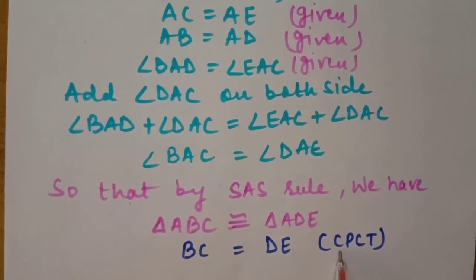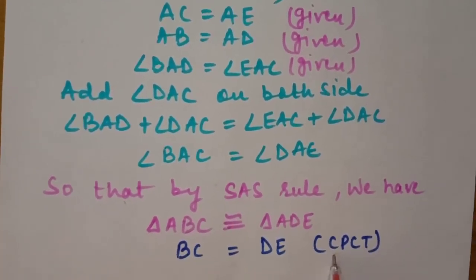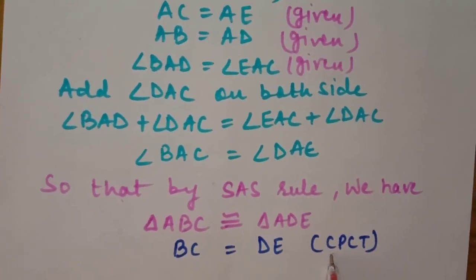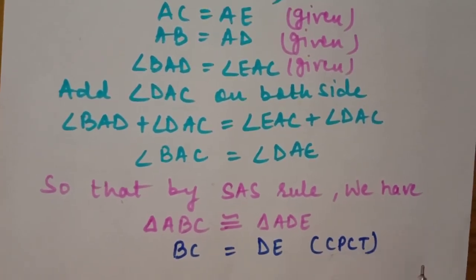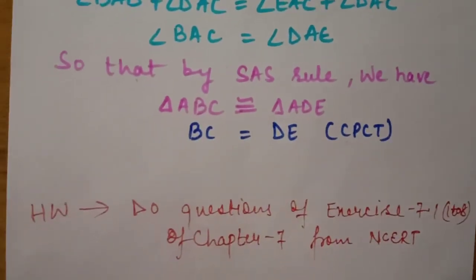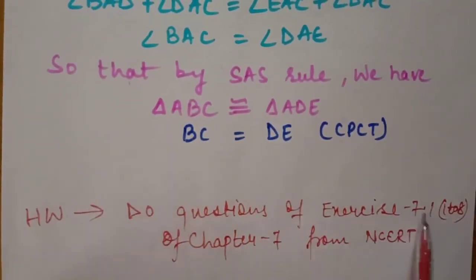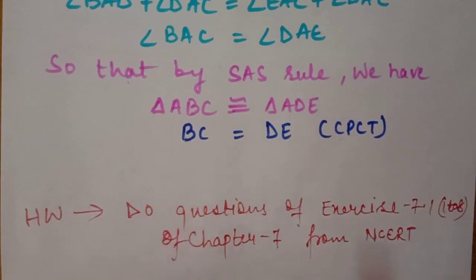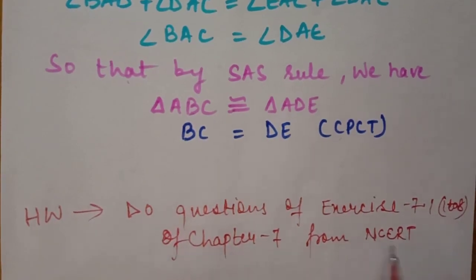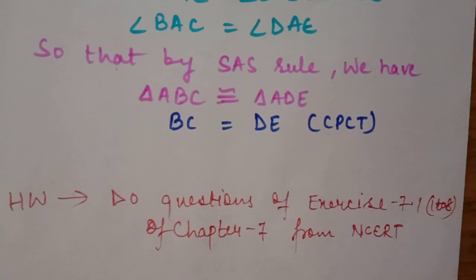So students, now this is your lecture number 2. In this lecture we discussed some questions related to your theorem 7.1, axiom 7.1. Today's homework is to do questions 1 to 8 of exercise 7.1, chapter number 7 from your NCERT, in your homework notebook.